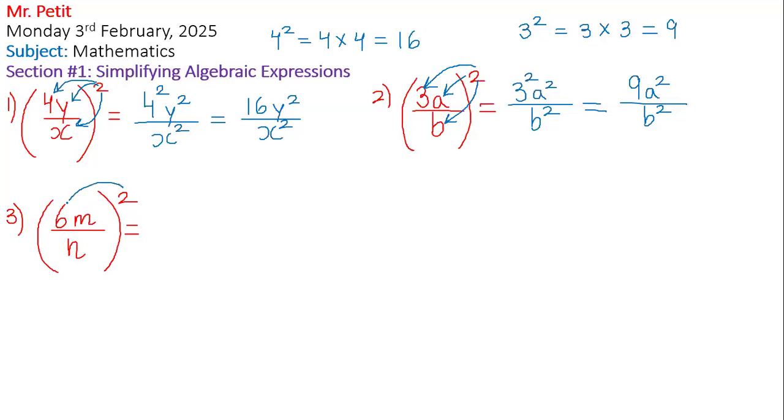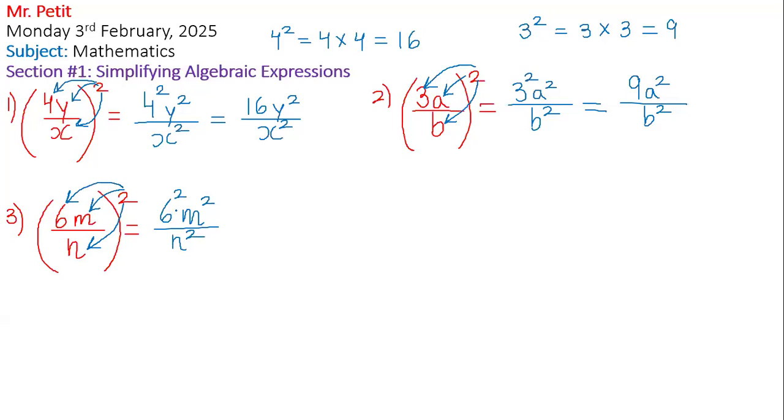The square is going to be applied to the 6. The square is going to be applied to M. The square is going to be applied to N. Very good. So it's going to be what? 6 squared, M squared, all over N squared.